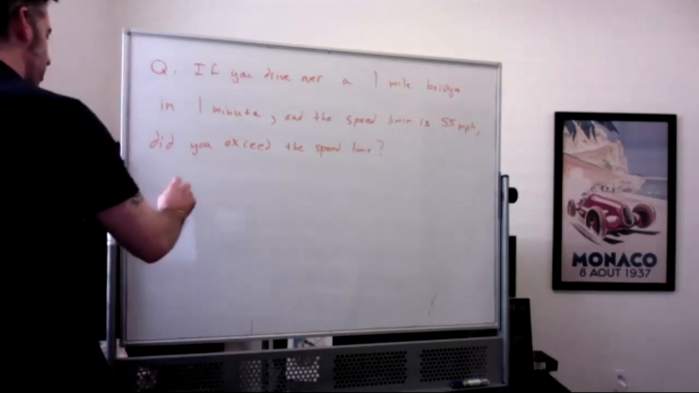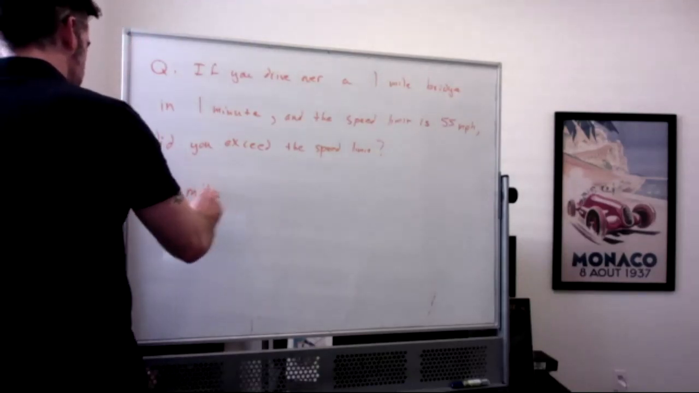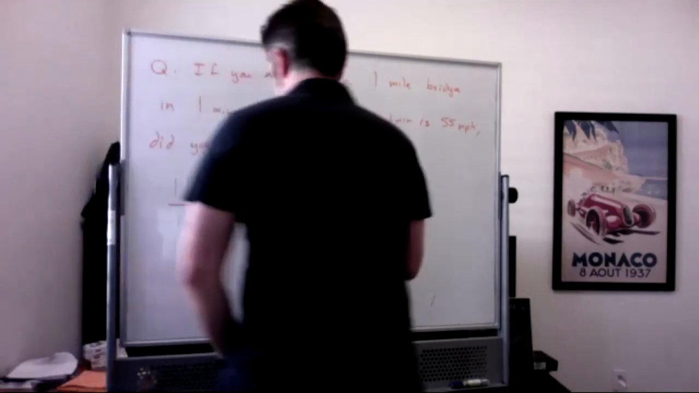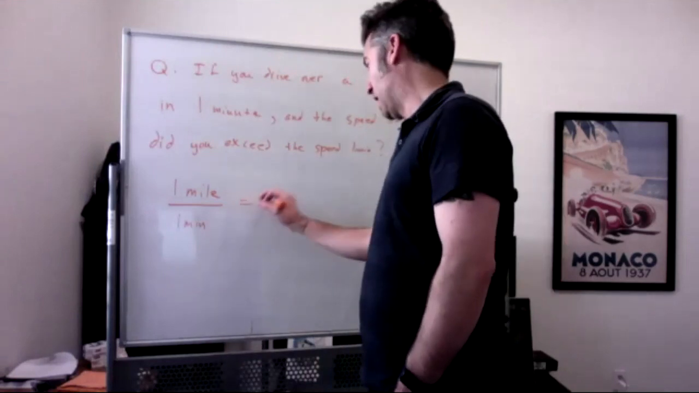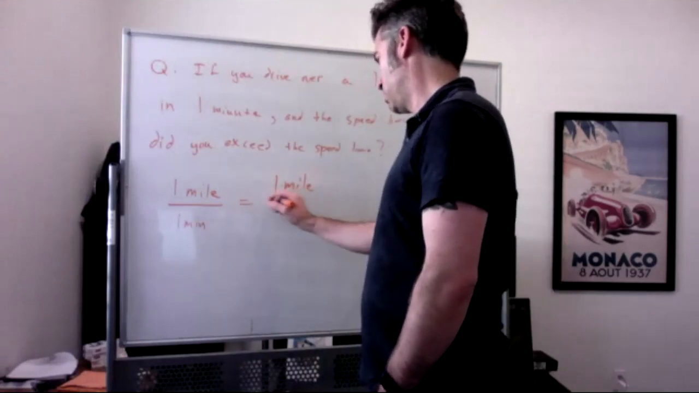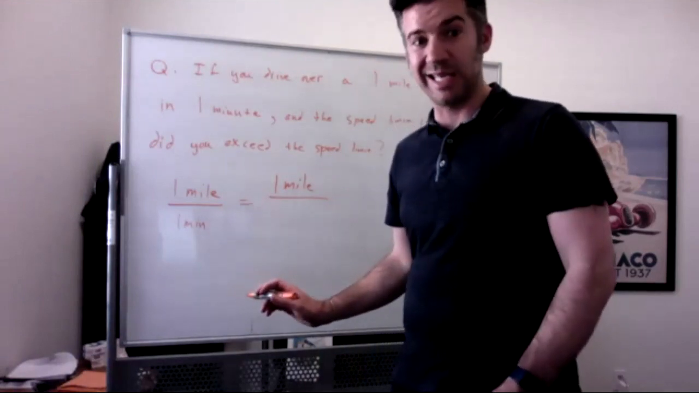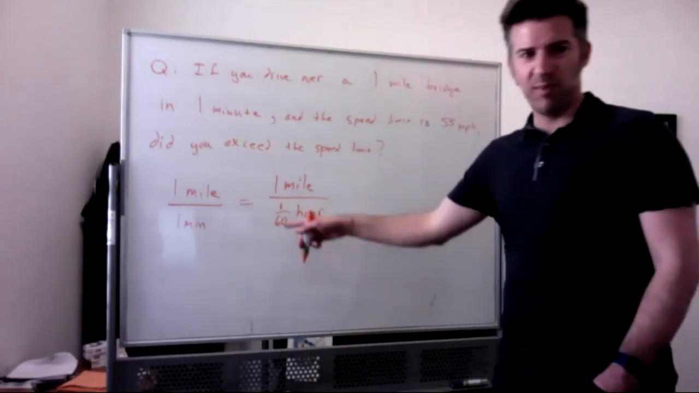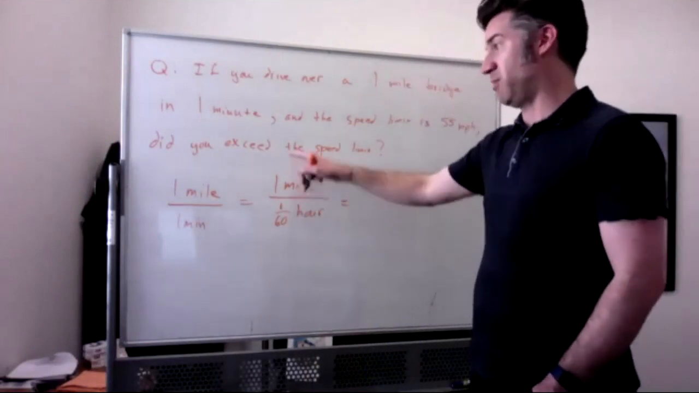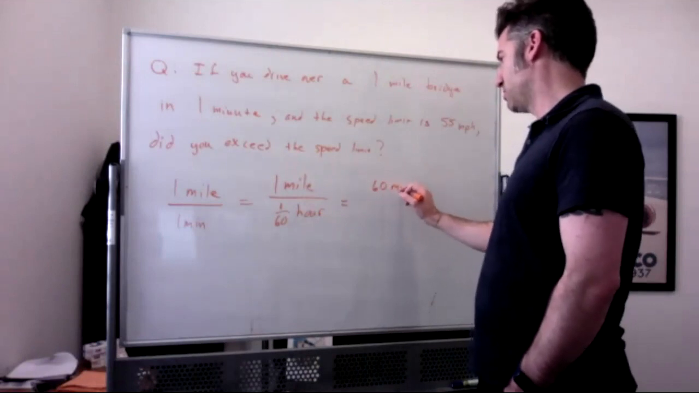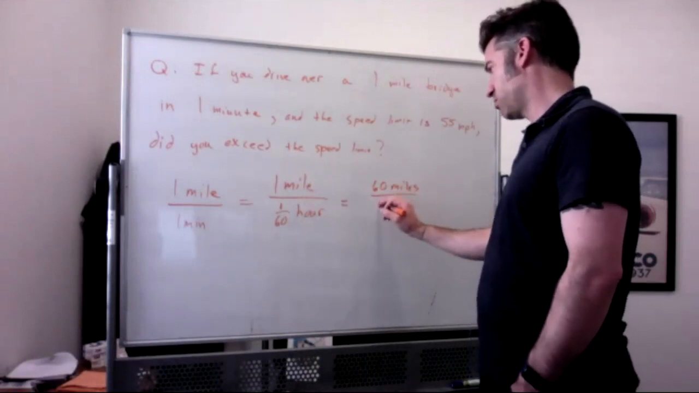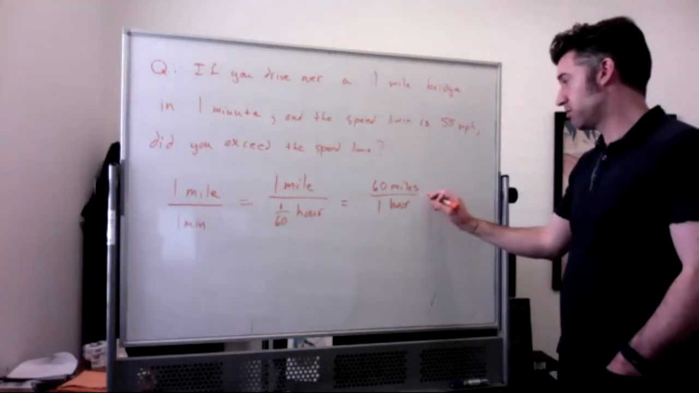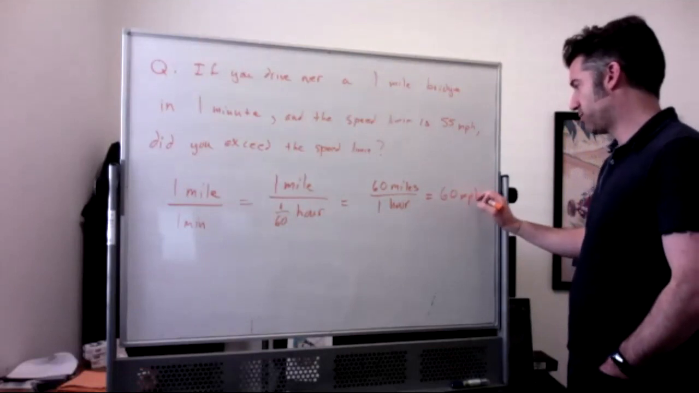Well, let's see. I went 1 mile in 1 minute. Okay, let's change that to miles per hour. I went 1 mile in 1 minute, which is 1/60th of an hour. If I multiply the top and bottom by 60, I went 60 miles per hour. So at least my average speed was 60 miles per hour.